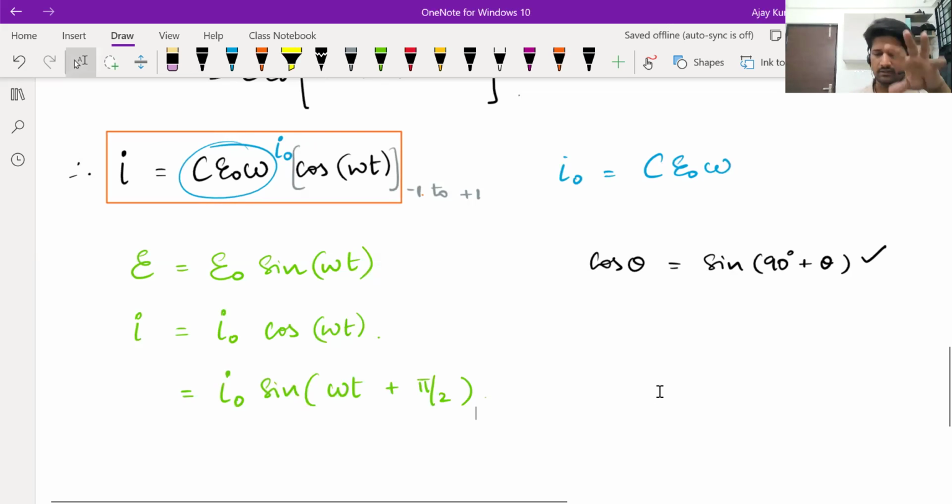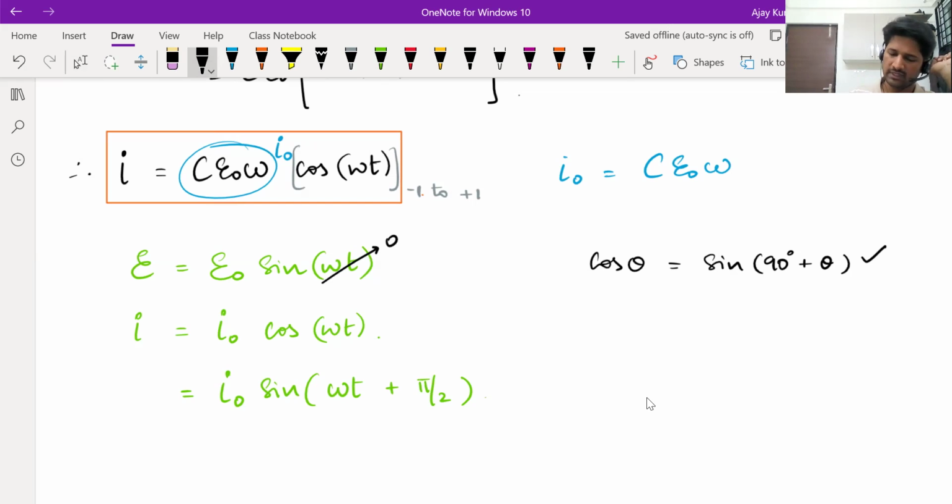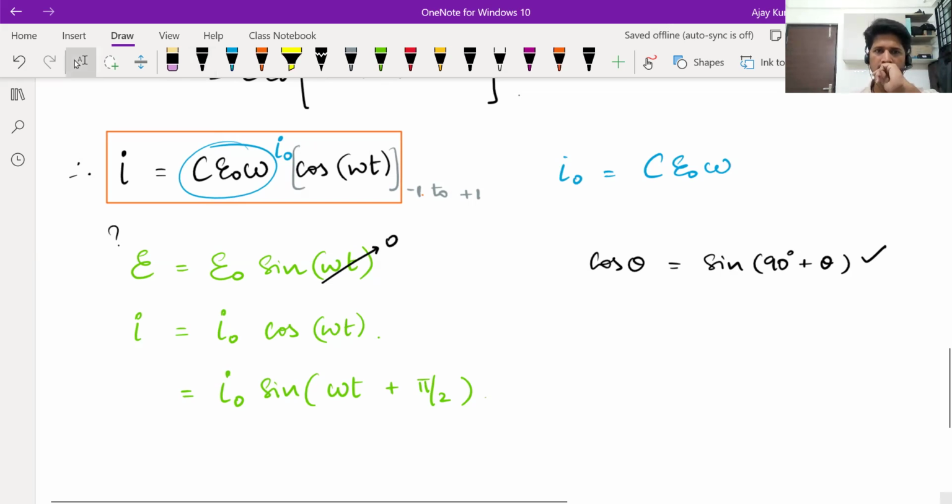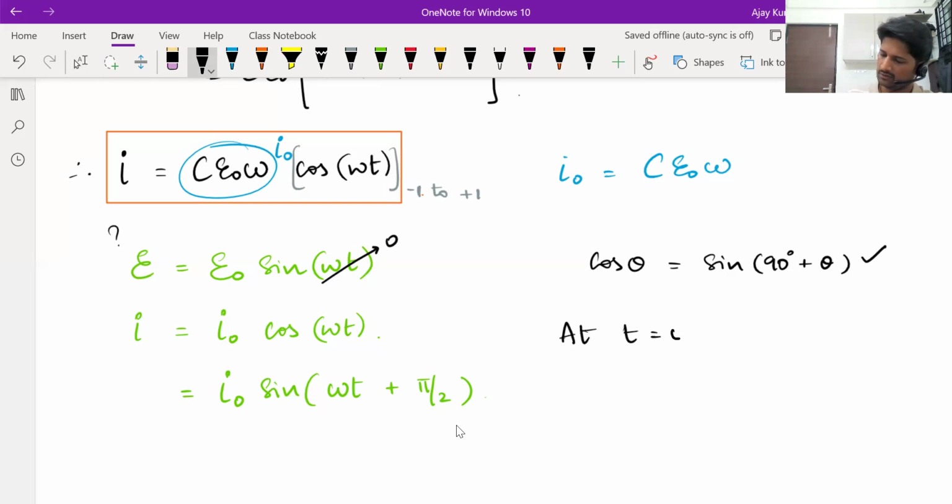Now tell me, a little bit of mathematics. Suppose time is 0. If t is 0, omega t will be 0. Then how much will EMF be at that moment? When omega t becomes 0, how much does the EMF become? 0, sir. Okay, because sine 0 is 0. So at t equal to 0, we see that the EMF will be 0.